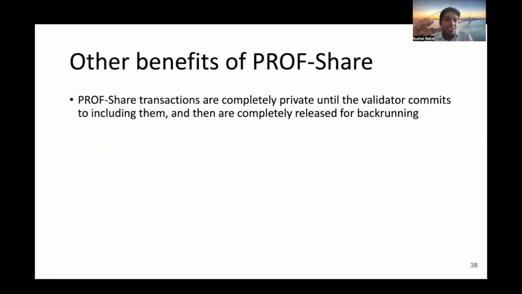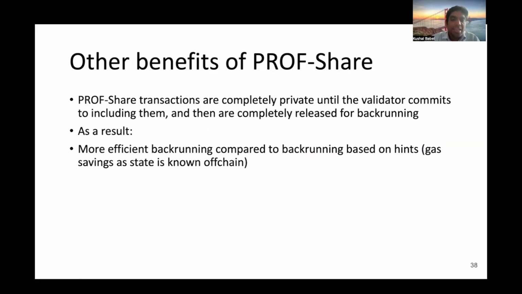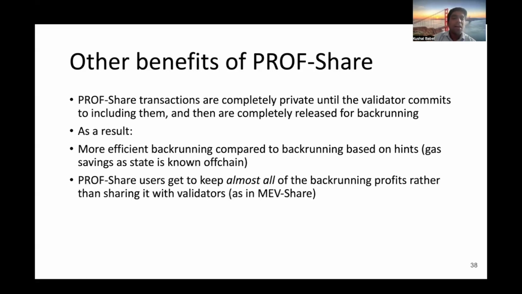You can keep the transactions completely private until the validator commits to including them, and then you can release the transactions for backrunning. And as a result, you can have the backrunning auction be more efficient because you're releasing everything about them, so that it can be done completely off-chain. It need not be done through smart contracts. The other thing is the PROF share users get to keep almost all of the backrunning profits because the validator is already committed to including them. You don't need to incentivize the validator further by cutting in the validator as well into the redistribution profits.